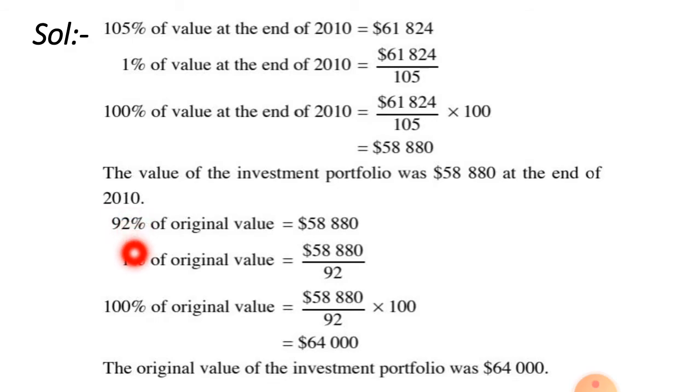Since it was decreased by 8%, so 100 minus 8, it will become 92 original value. 92 is going to come in the denominator. 100 is going to be multiplied. When we calculate these three numbers, we will get $64,000. That is the original value of 2010.